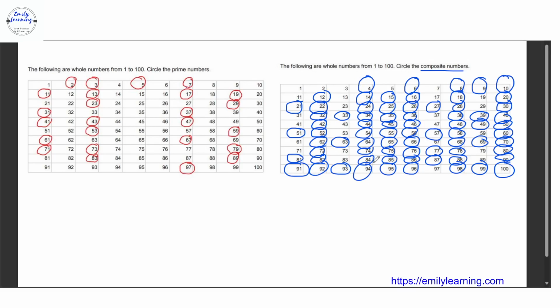Next, you'll also notice that apart from 5, all other numbers ending with 5 are composite numbers, because all numbers ending with 5 will be divisible by 5. But 5 can only be divided by 1 and 5, so it's a prime number. Any other number that ends with 5 will be divisible by 5, apart from itself and 1, so they will not be prime numbers. So 15, 25, 35, 45, 55, 65, 75, 85, 95, 105, and so on will all be composite numbers.